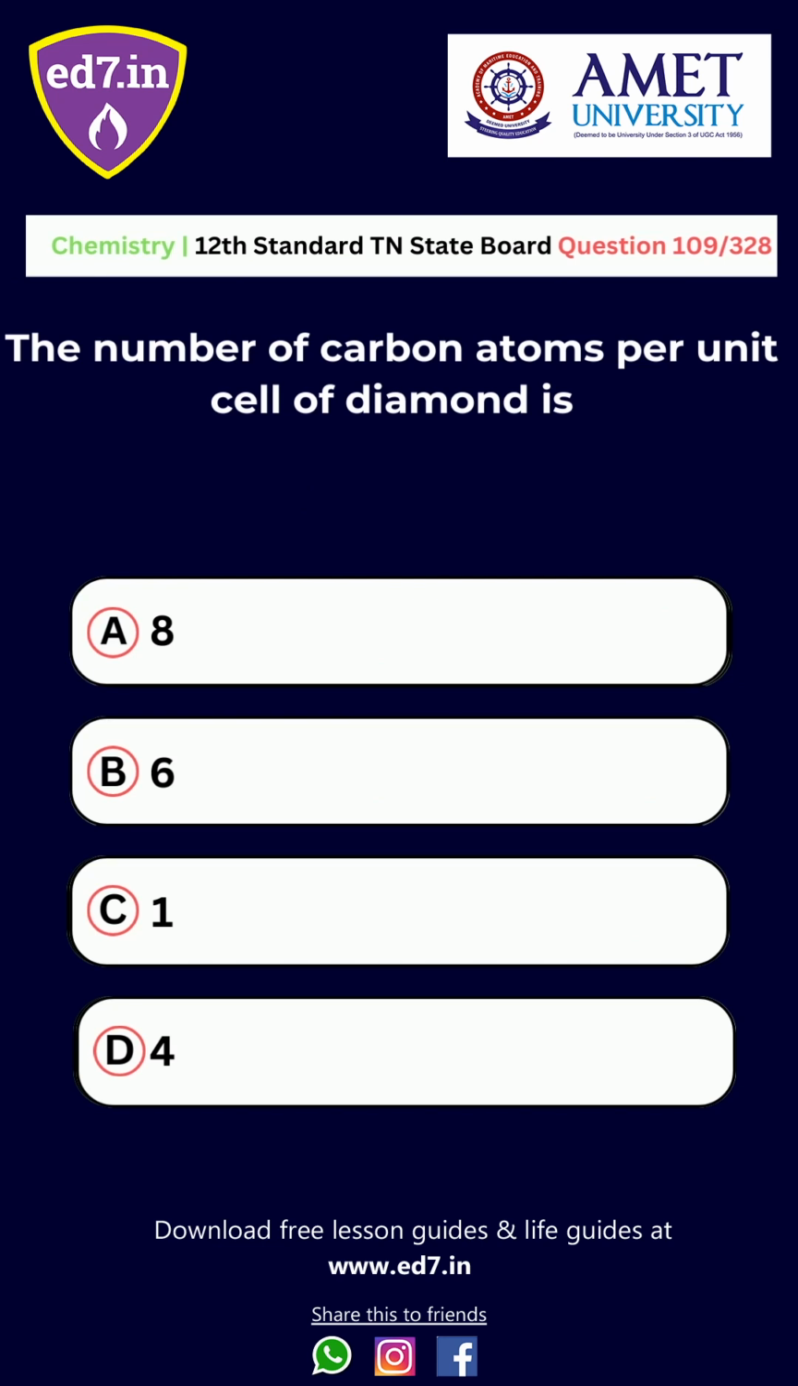Question number 109. The number of carbon atoms per unit cell of diamond is: option A, 8; option B, 6; option C, 1; option D, 4. The correct option is option A, 8.